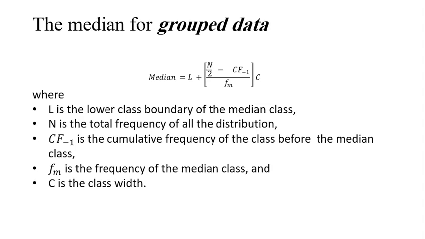And then CF minus 1 is the cumulative frequency of the class before the median class. And FM is the frequency of the median class. And C is the class interval. So let's take an example so that we see what we are saying here.